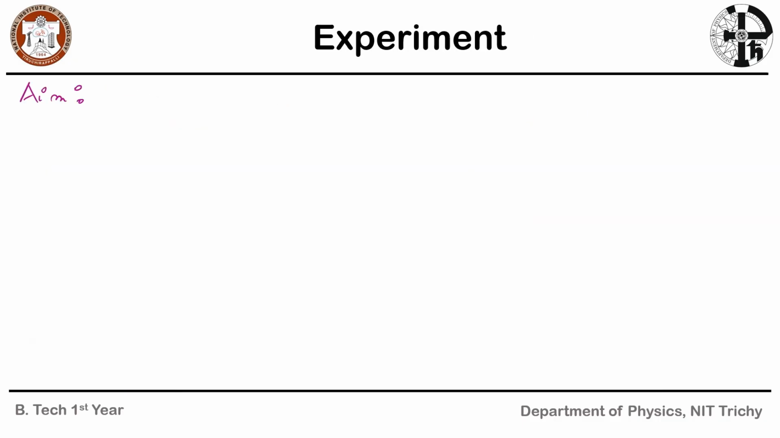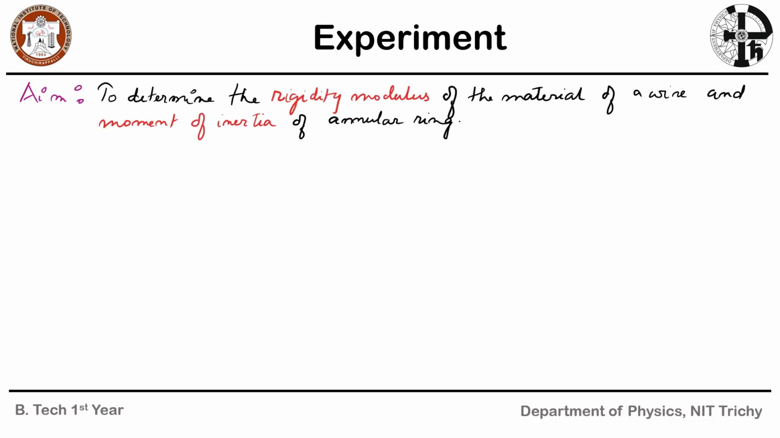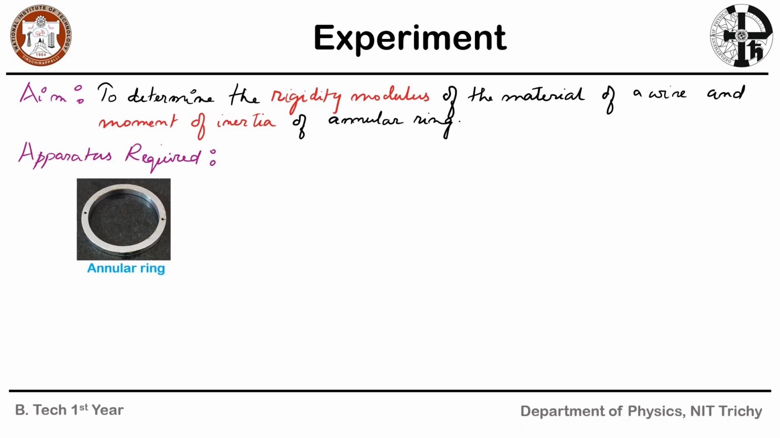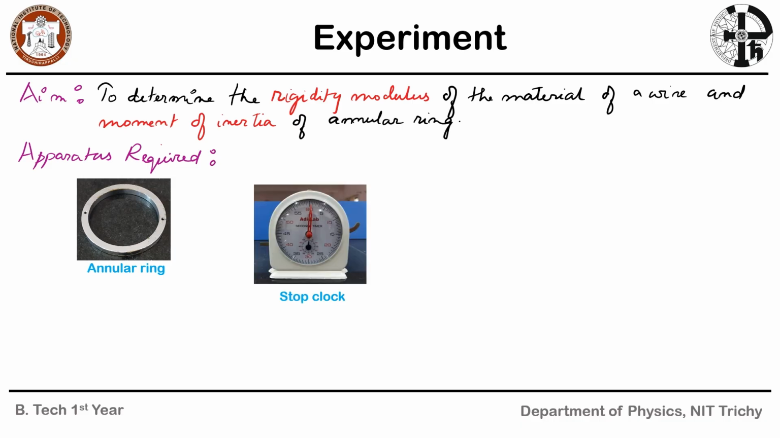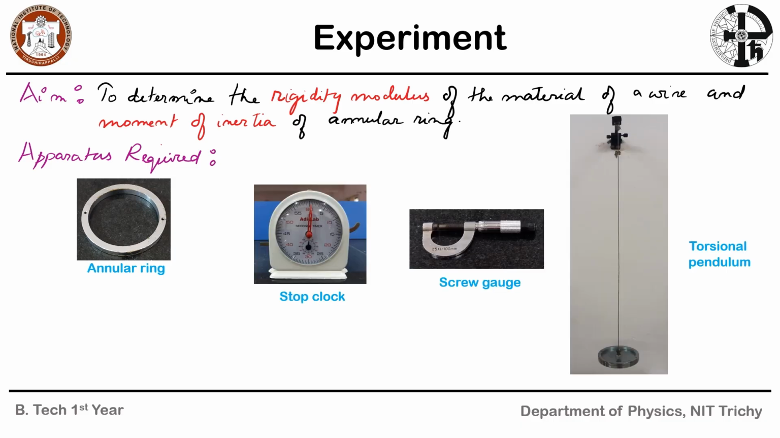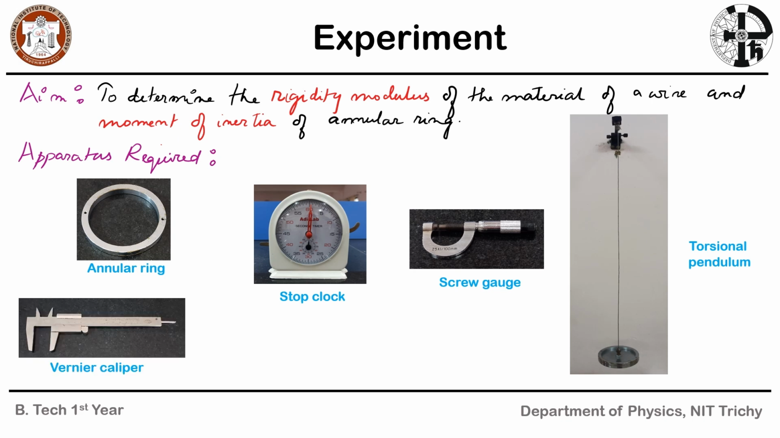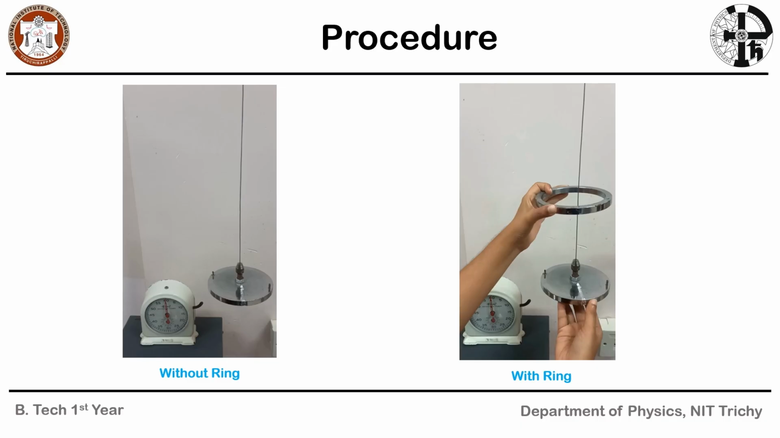The aim of this experiment is to determine the rigidity modulus of the material of a wire and moment of inertia of annular ring. The apparatus required are annular ring, stop clock, screw gauge, torsion pendulum setup, and vernier caliper. The first part of this experiment is measurement of the time period without the ring. The video on the left hand side will show you how to do it.